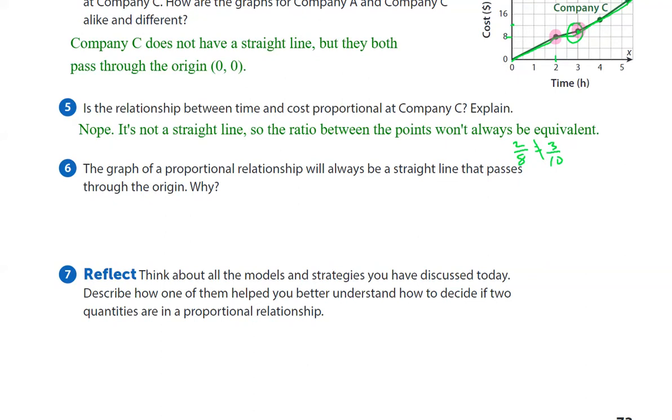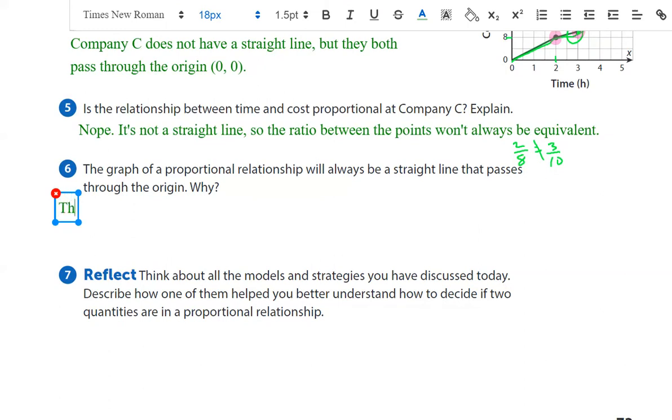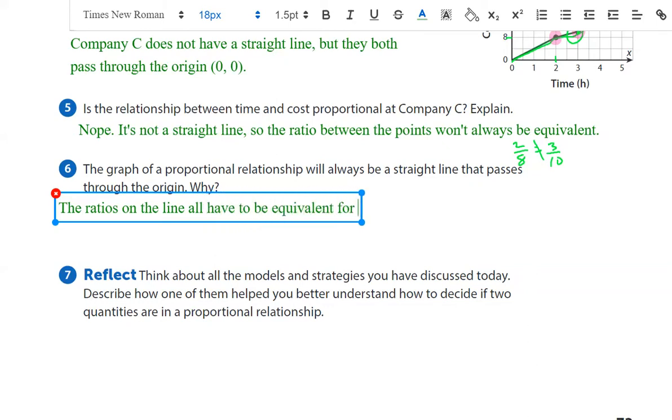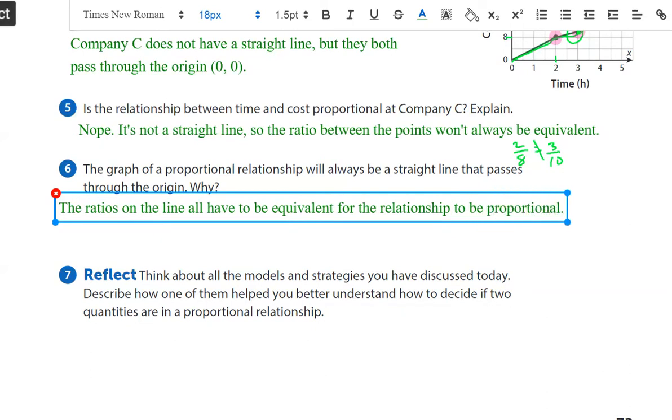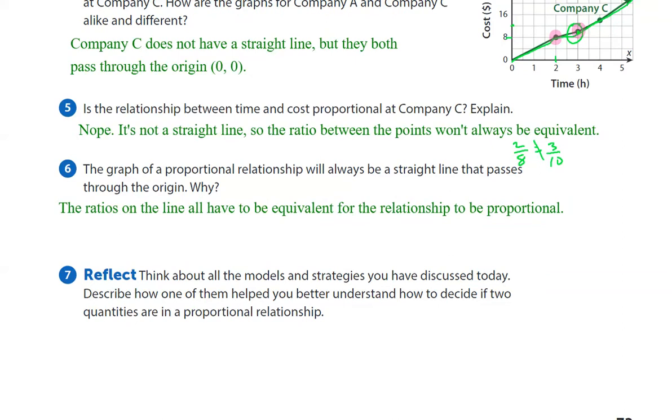Okay. Number 6, the graph of a proportional relationship will always be a straight line that passes through the origin. Why? Well, the ratios on a line all have to be equivalent for the relationship to be proportional. And if it's a crooked line or if it doesn't go through the origin, then they're not equivalent.